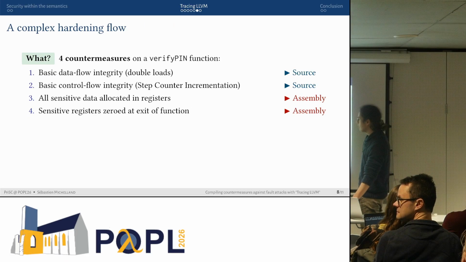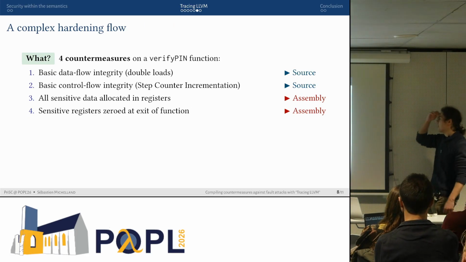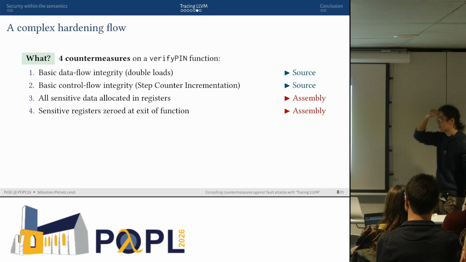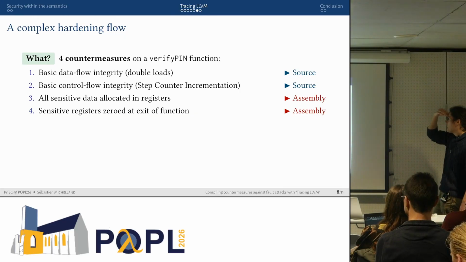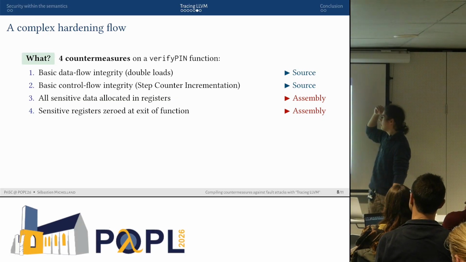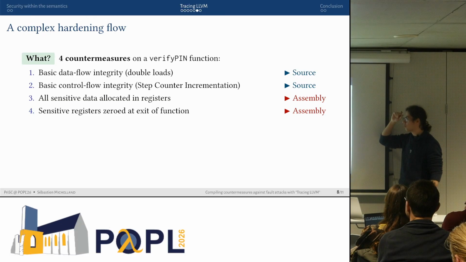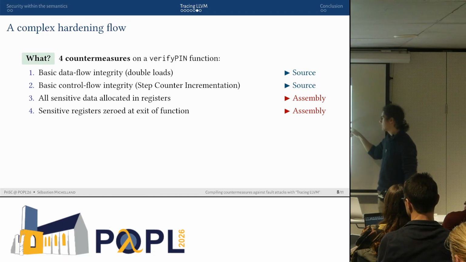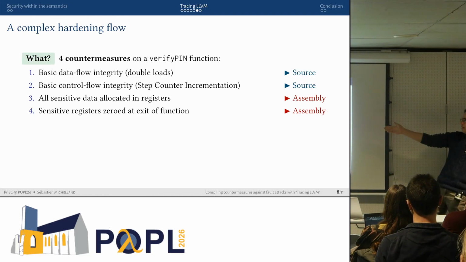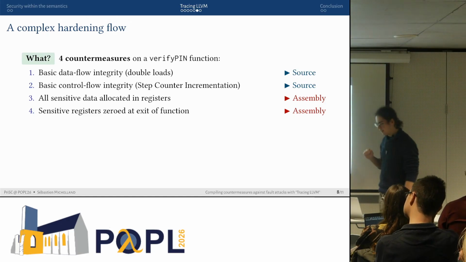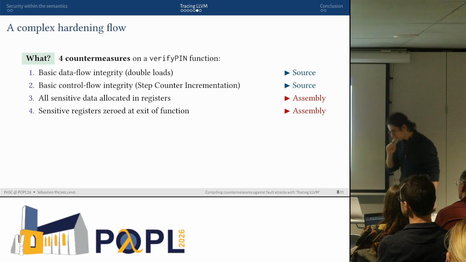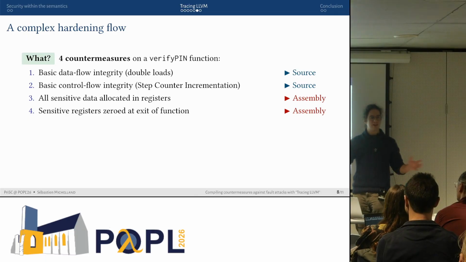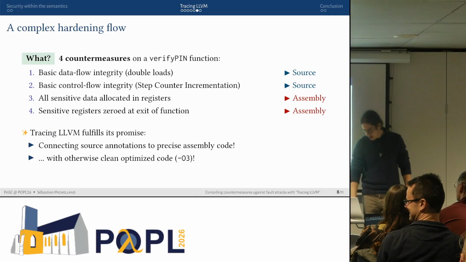All right. The actual benchmark on which I've evaluated all this is a verify pin function, the kind you've seen 1,000 times, where I stacked 4 simple countermeasures: 2 source countermeasures for data flow and control flow integrity, so doubling the loads from memory and some kind of checkpointing, and then 2 countermeasures at the assembly level, which is not putting sensitive data on the stack and zeroing registers at the end of the function. I'm not going to go into more details, but basically what I claim is that I looked at the assembly code and it's secure, so basically it works.